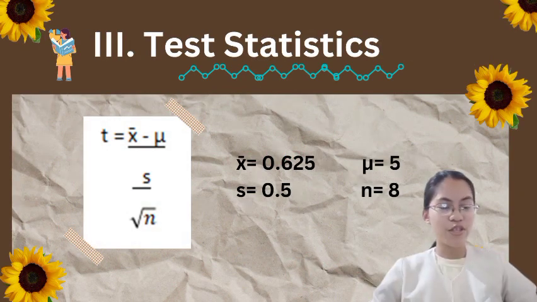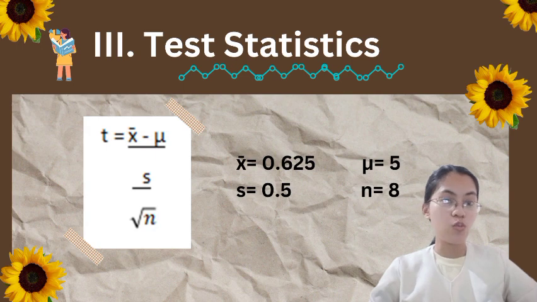Now for step number 3, test statistics, we are going to solve for the t computation. For solving the t computation, we will be using the t formula, which is that t is equal to the sample mean minus the population mean over the standard deviation over the square root of n. Based on our problem, we have the given sample mean 0.625, population mean 5, standard deviation 0.5, and n is equal to 8.